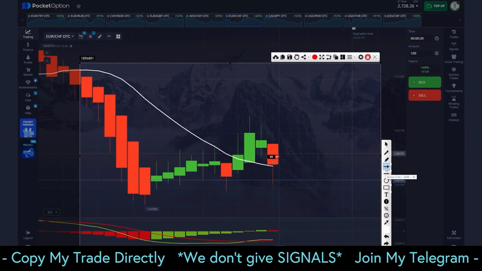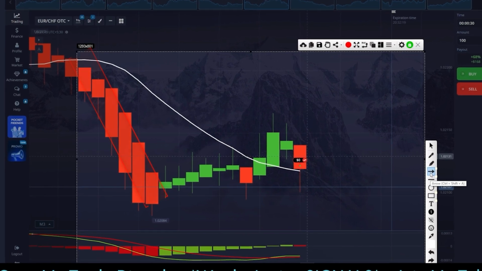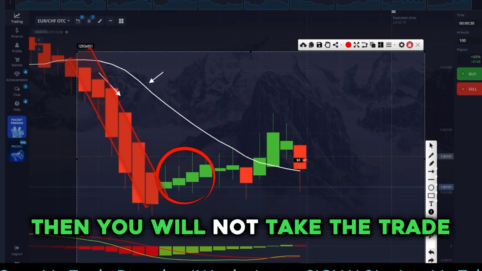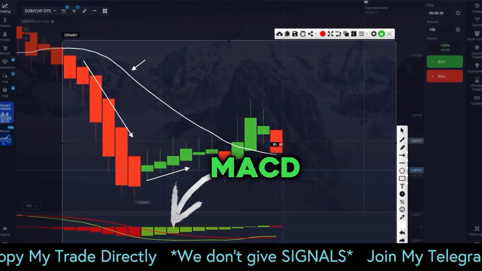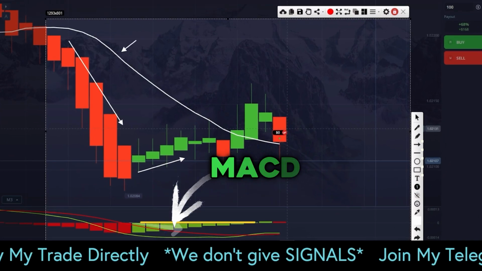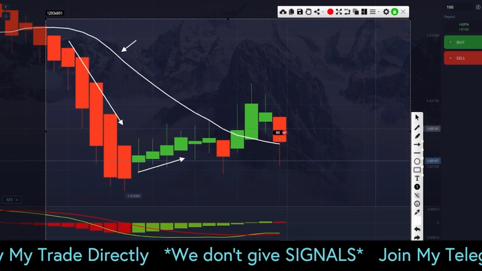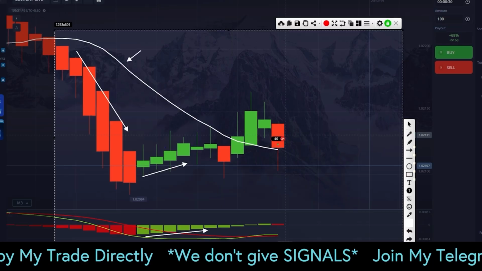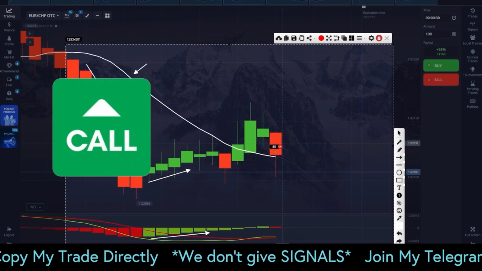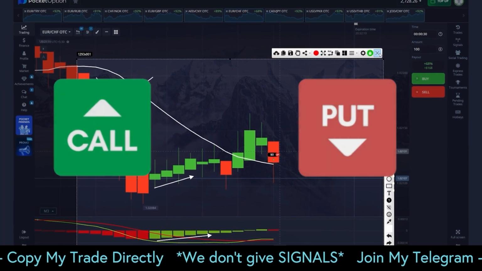Now I am explaining to you, if candles are forming below the moving average, but if green candles start appearing in between them, then you will not take the trade. And how will we know that green candles are going to appear there? That the MACD bar tells us. The bars here are forming downwards, but if you see their movement, then they are gradually becoming smaller. So this way you will know that the opposite candle is going to form there, so you should avoid taking a trade there. I hope, friends, you must have understood everything about how you have to practice for call and put direction on the basis of the setup.